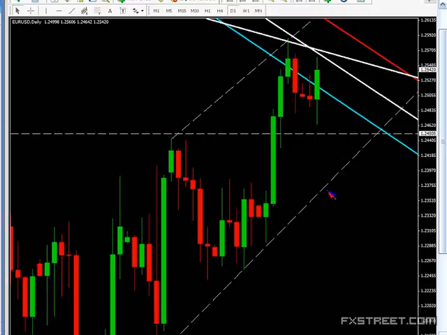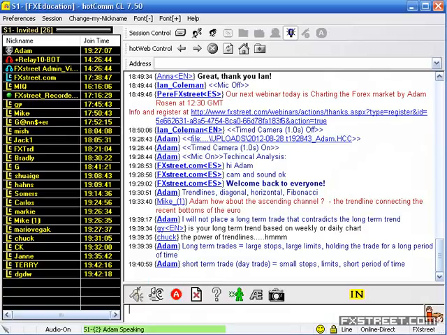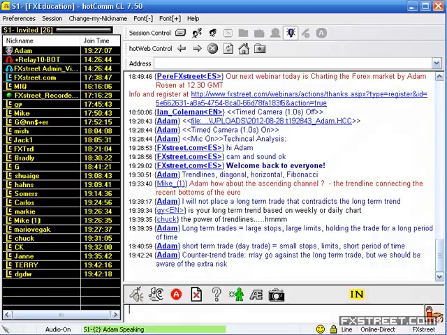What kind of trade would be appropriate here? A counter trend trade might make sense. Because a counter trend trade may go against the long-term trade, but we should be aware of the extra risk. And make no mistake, there is extra risk.